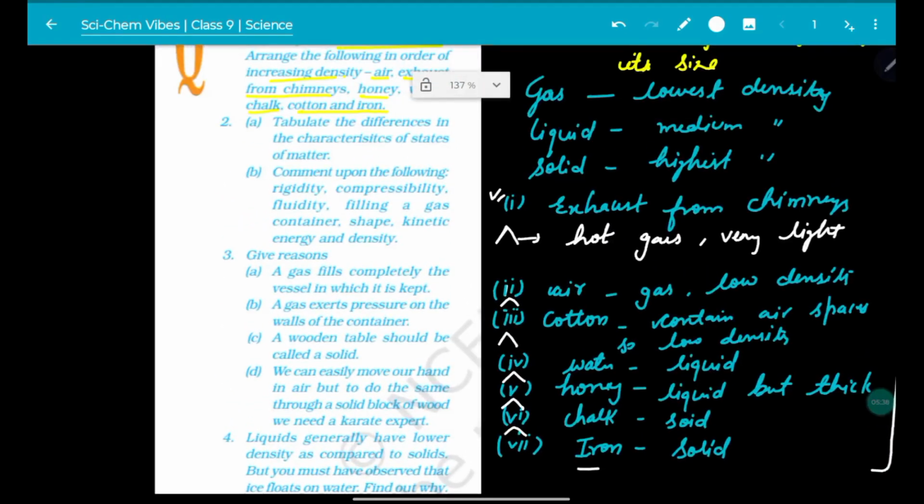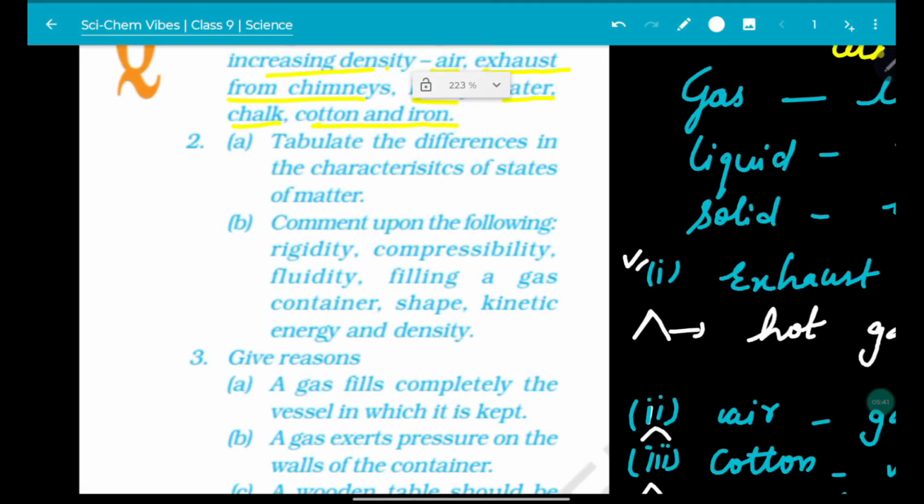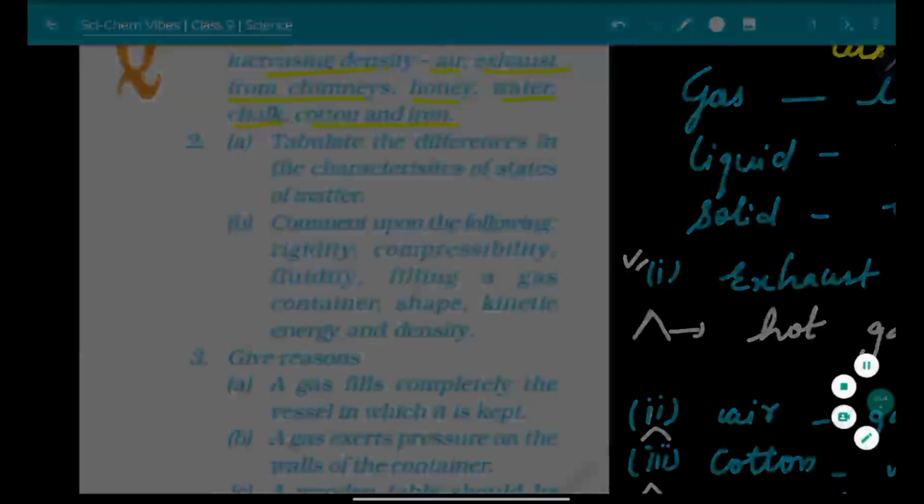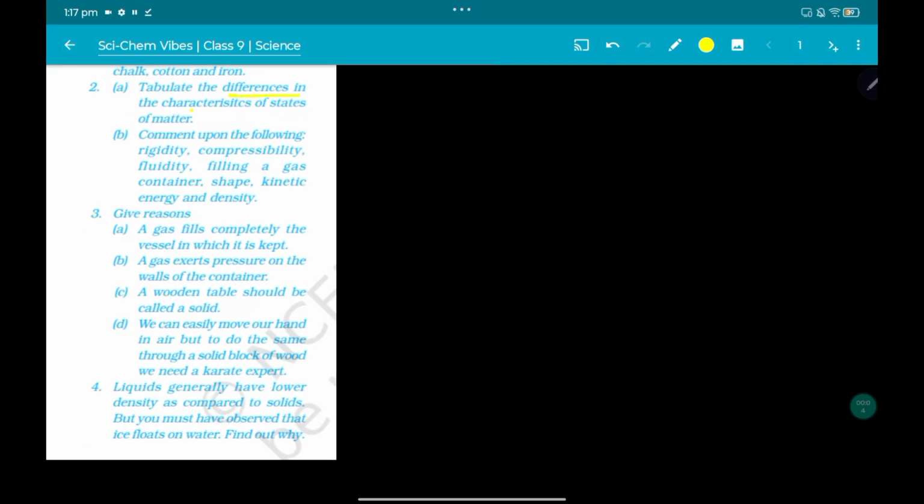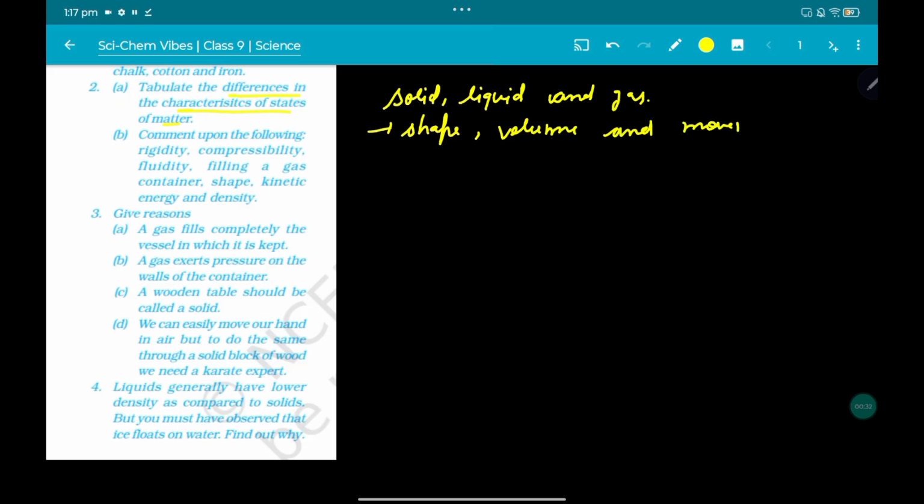Question number 1 is completed. Let's move to question number 2. Tabulate the difference in the characteristics of the states of matter. This question is asking us to compare three states of matter: solid, liquid, and gas. The comparison is based on properties like shape, volume, and movement of particles.